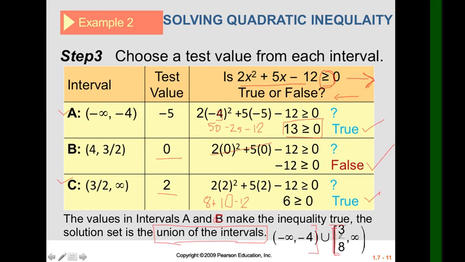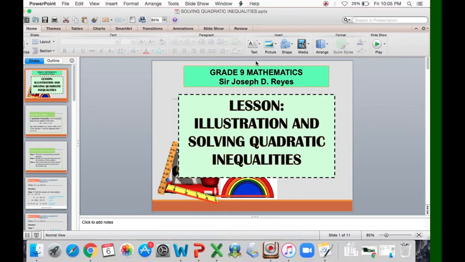And then 3 over 8? No, it's 2. I'm sorry, it's 2. 3 over 2. Our answer here is 3 over 2. And then positive infinity. And then close parenthesis. Okay, so this is our solution set for this particular example, which is 2x squared plus 5x minus 12 for the inequality. Okay, so that's all for the illustration on solving quadratic inequalities. Thank you very much for listening.